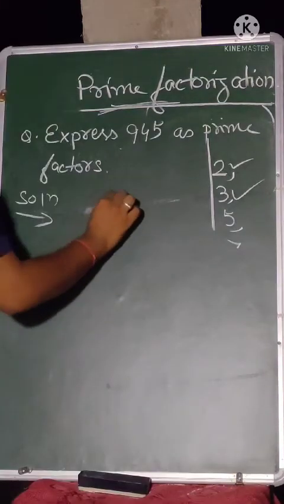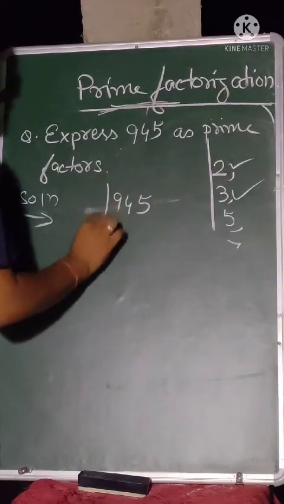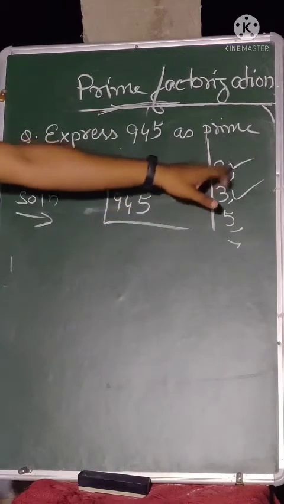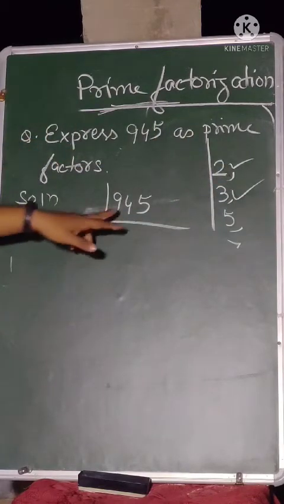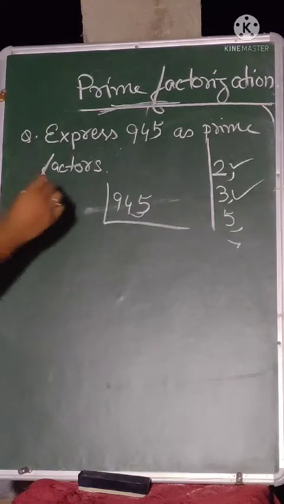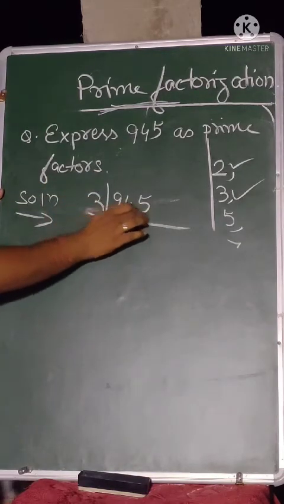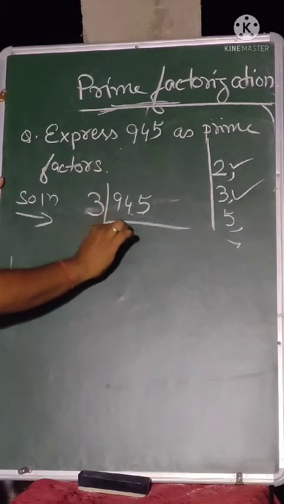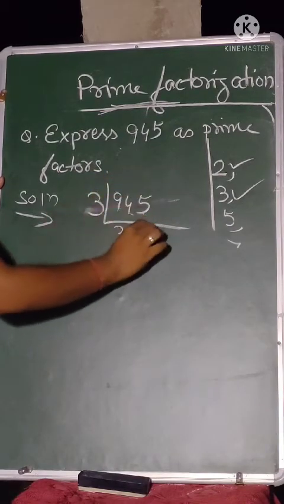Okay, so 945, let us try. Will 945 be divisible by 2? No, 945 will not be divisible by 2. Let us check 3. 5 plus 4 is 9. Again 9 plus 9 is 18. It is divisible by 3. So let us divide this number by 3. 3 3s are 9. 3 1s are 3. 1 4. 3 5s are 15.